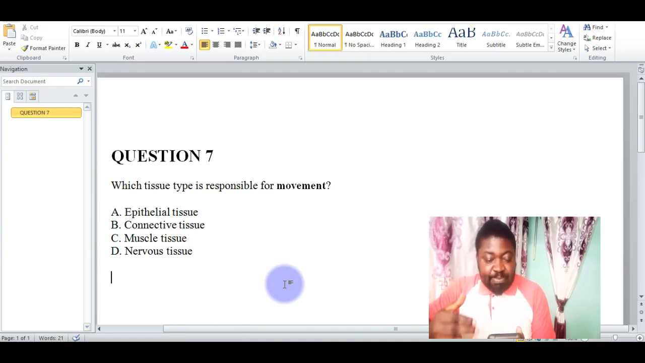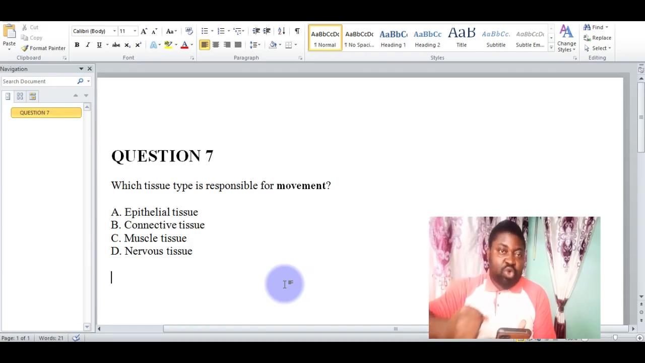Muscle tissue usually contracts, and that is how it is responsible for movement. It is because of its contraction and release that movement is enabled. That is about movement. It is about our muscle.